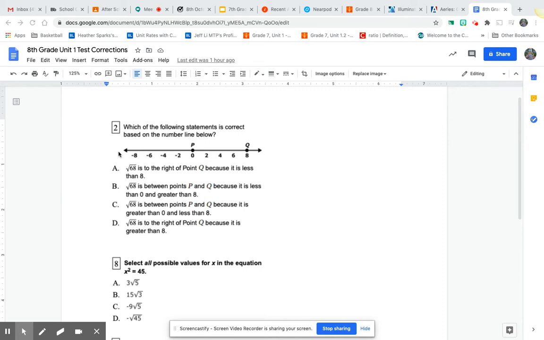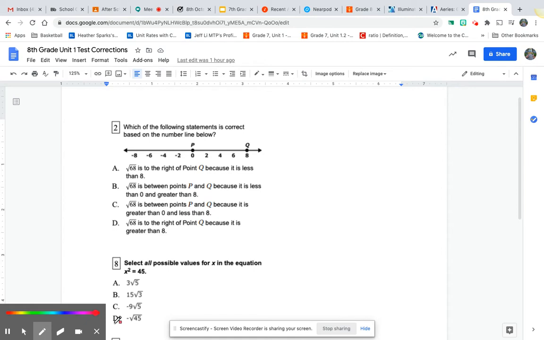These are the top 4 missed questions from the test. So let's take a look at this one, number 2. Which of the following statements is correct based on the number line? I see a number line here where P is at 0, Q is at 8, and then I look at the options. The first thing that pops out to me is that every question has to do with the square root of 68.